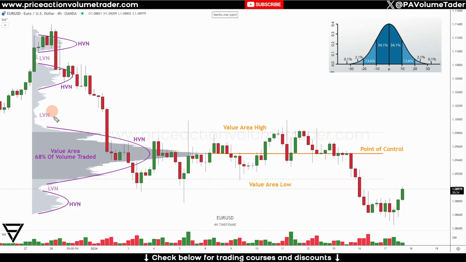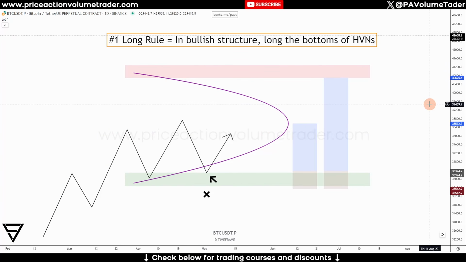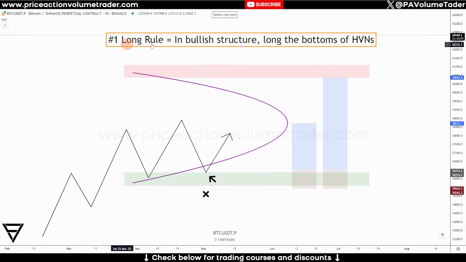Okay, so the low volume nodes coincide with areas of support and resistance, and that's why the rule we're going to talk about has to do specifically with the edges of high volume nodes. That's going to be the main point we're going to talk about in this video. So let's start off with the number one long rule when it comes to volume profile trading.